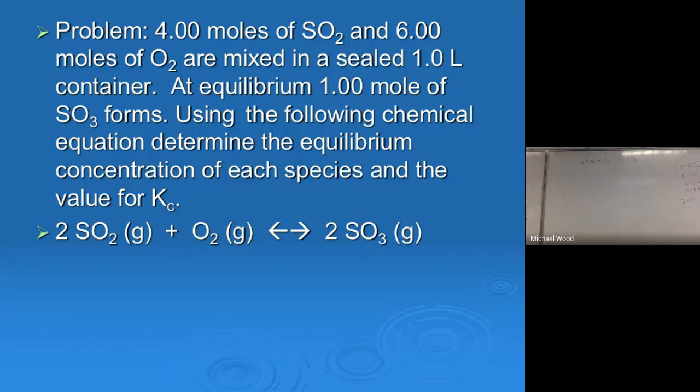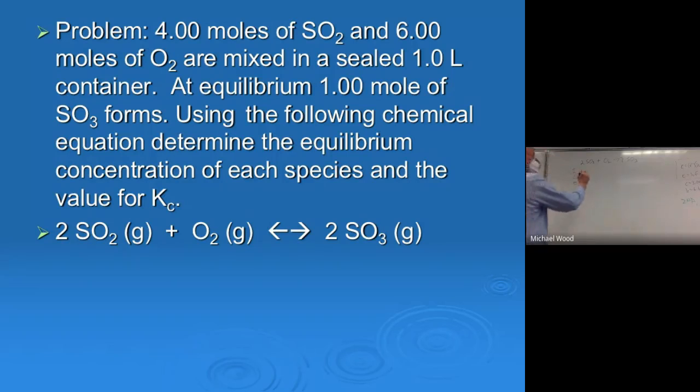And again, this is why writing is really helpful to me. So we have 4 moles of SO2, 6 moles of O2 mixed and sealed in a 1 liter container. At equilibrium, this is a clue, we're in an ICE problem, 1 mole of SO3 forms. Use the following chemical equation to determine the equilibrium concentration of each species and the value of Kc. So because I've got an initial amount and an equilibrium amount, this is an ICE problem.